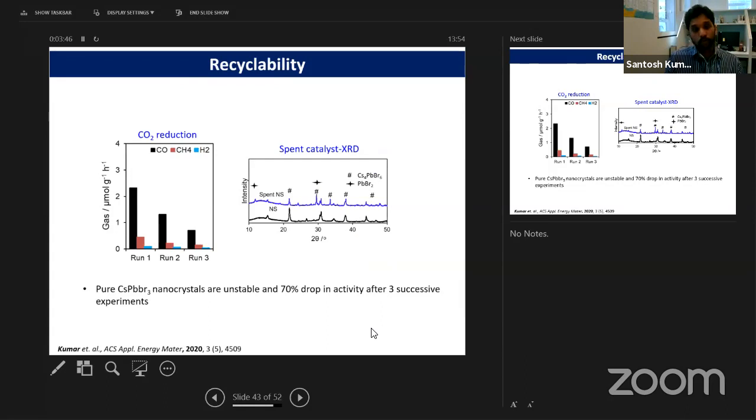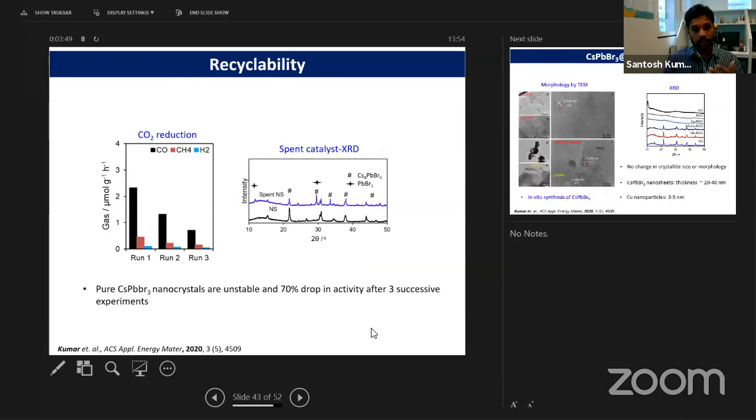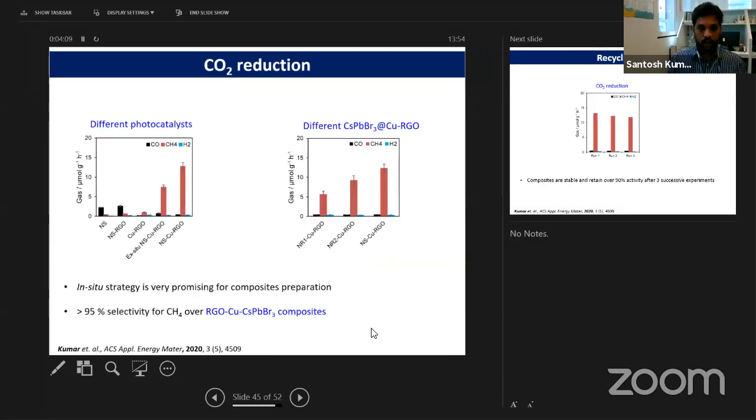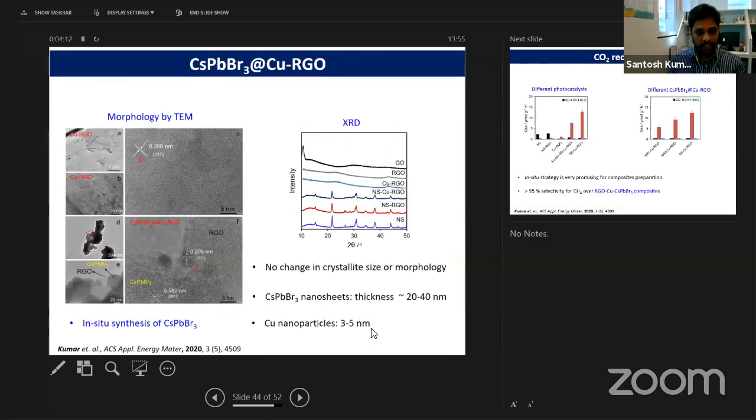So one of the keys, as I said, is the stability. These pure cesium lead bromide perovskite nanocrystals are unstable. You can see the activity has dropped, and then you see various other phases, and the material started decomposing. But what I did is I combined it with graphene. I embedded these nanoparticles into graphene sheets to improve the stability.